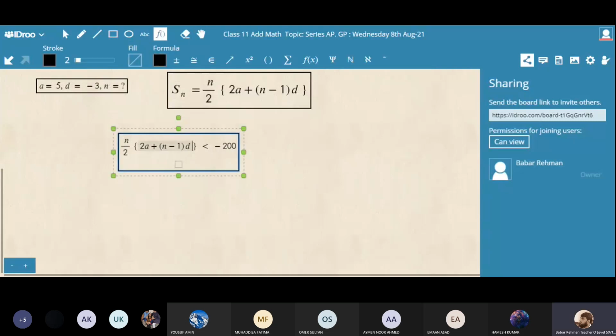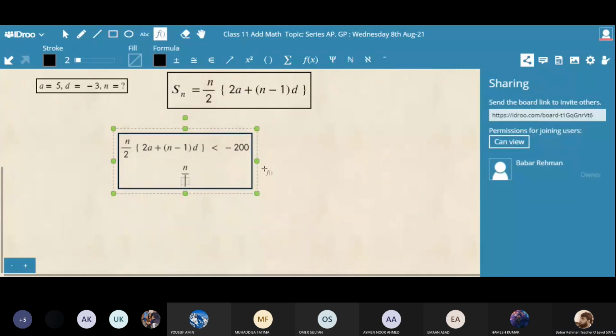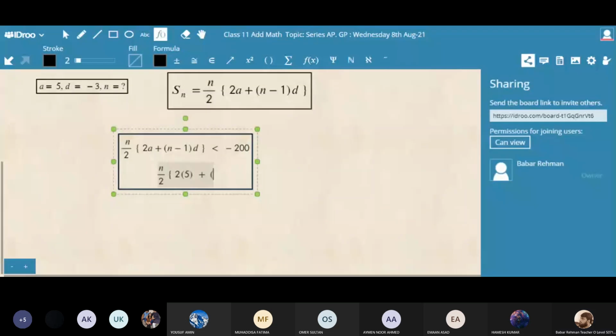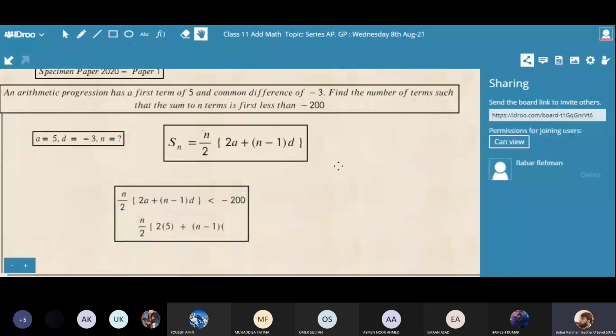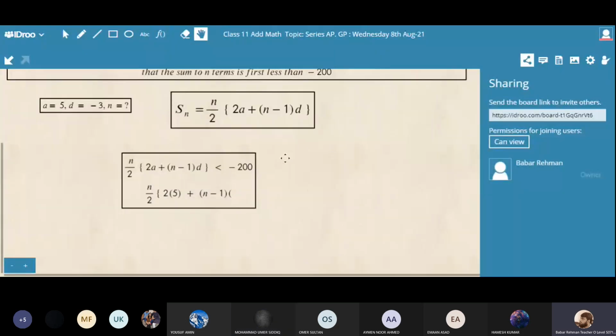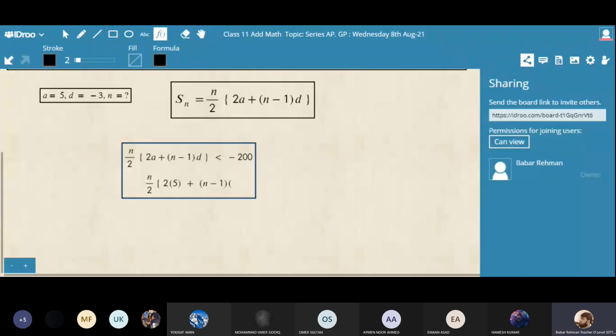Now, student, substitute values over here. What is n that I have to find? n upon 2, and 2a, 2 multiplied by 5, a is 5, plus n minus 1, and d is negative 3. It is also multiplied with the bracket. Because it is saying lesser than, I write negative 200.